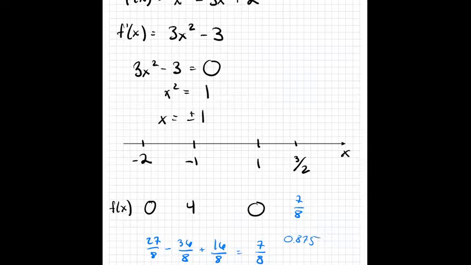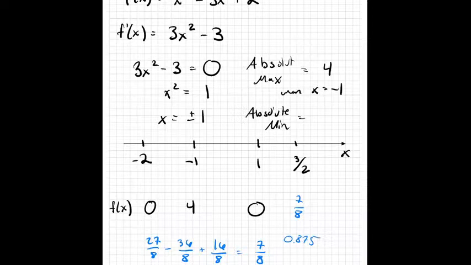So then the absolute max, the highest one is the 4, so the absolute max value is going to be 4 when x equals -1. And then the absolute minimum value is going to be 0, because we didn't get a negative there. It's going to be 0 when x equals -2 and 1. Okay, so these were the results that we got.